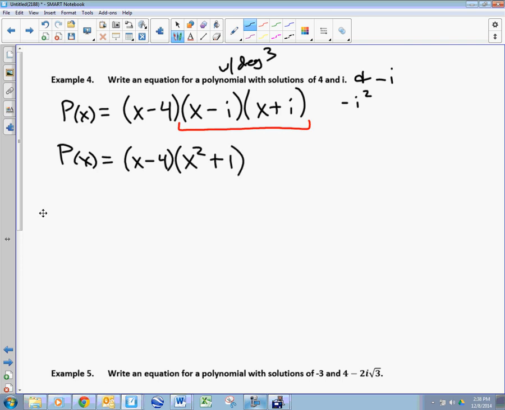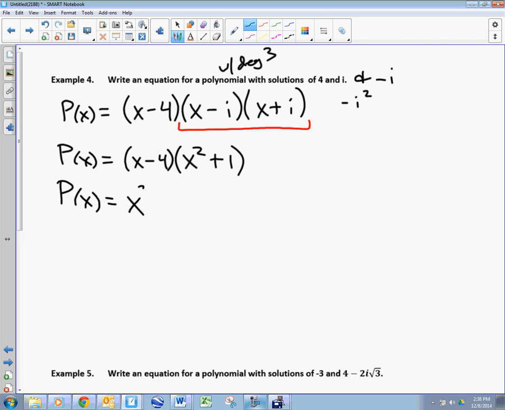Positive 1. Does it make sense that x squared plus 1 has solutions of plus and minus i, whereas x squared minus 1 would not have those solutions? X squared minus 1 would have solutions of plus and minus 1. So you should be thinking about that. Okay, now we finish it off.